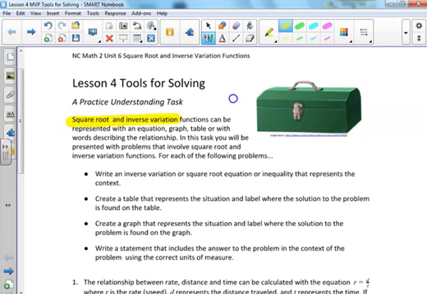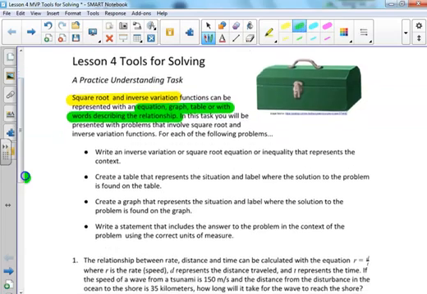We are told that a square root and an inverse variation function can be represented with an equation, a graph, a table, or with words describing the relationship. In this task, we're going to be using all of these different strategies, an equation, a graph, a table, or with words to describe a relationship.